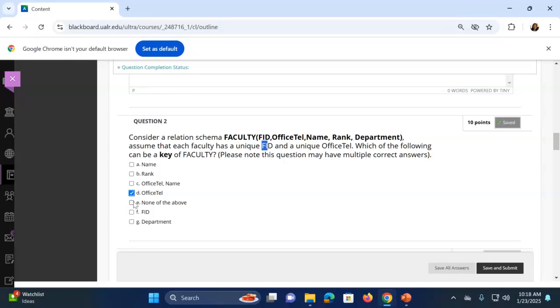Then none of the above is not. Then FID is one. Then the department is not, because department is not unique for every faculty. So the right answer should be these two.